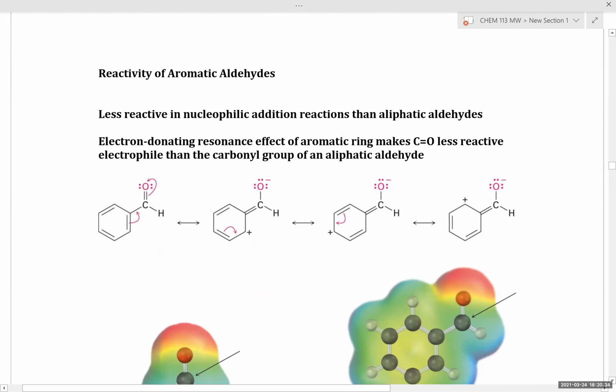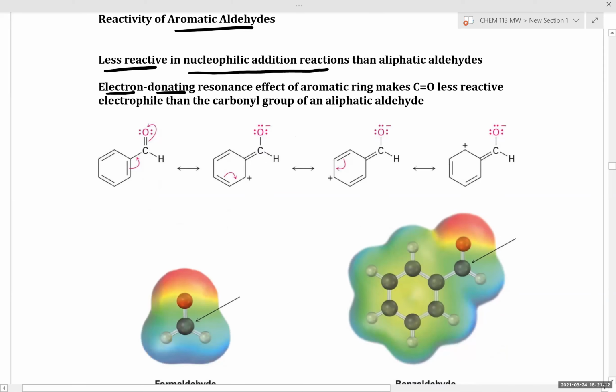let's talk a little bit about what happens when you start to deal with aromatic or conjugated aldehydes. Aromatic aldehydes are generally less reactive in nucleophilic addition reactions. The reason for that is there's an electron donating effect via resonance, as our aromatic ring can donate electron density into our aldehyde carbonyl. Further, we're able to more readily stabilize the built up partial positive charge on our carbonyl carbon via delocalization through resonance.